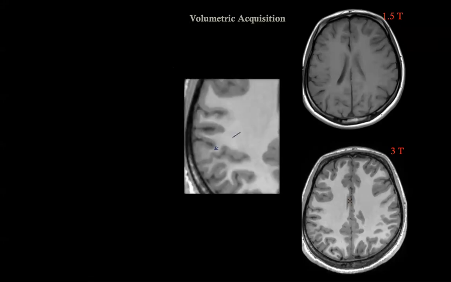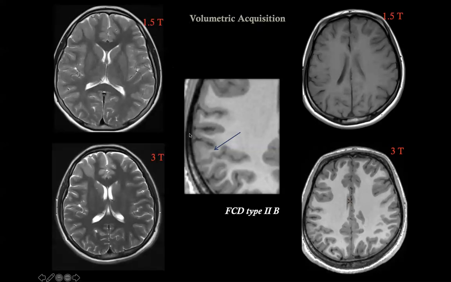And you can see here that this is the gray matter here, and there is the white matter in between. And here you have a blurring. So you see that the gray matter fades into the white matter, and this is a very small focal cortical dysplasia. The same ability of the 3 Tesla to have this increased signal to noise ratio, so increased contrast resolution, you can see in the T2 sequences.